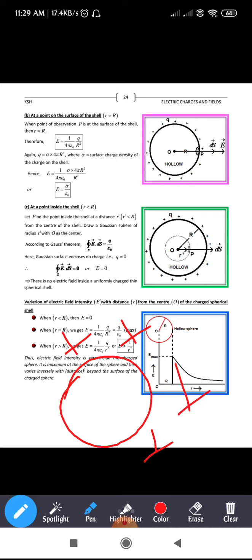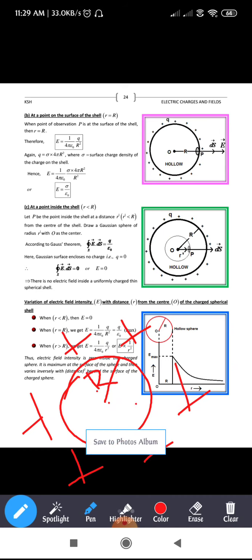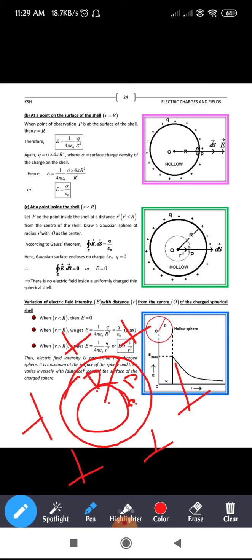So this is the spherical shell of radius R. Let me say that I need to calculate the electric field at this point, which I'll mark as P. In order to find the electric field at point P, I'm going to draw a Gaussian surface on that point itself. The radius of this Gaussian surface comes out to be r dash.